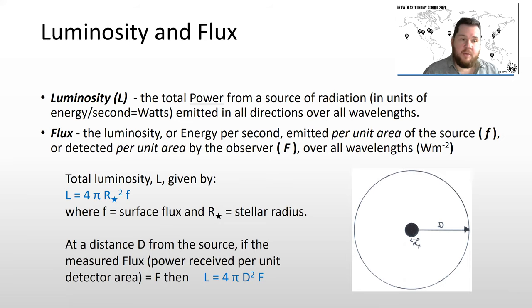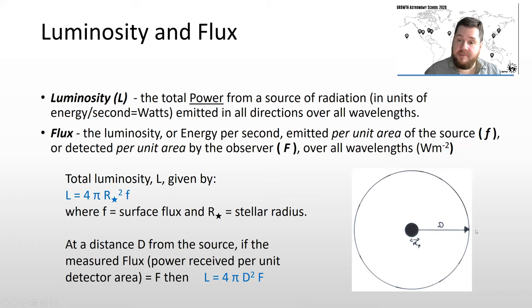So the luminosity will be given by 4π r_star² f. So 4π r_star squared, this is my star, which has a radius of r_star. So the surface area of that star is 4π r_star squared. That's the surface area multiplied by f, which is the flux emitted per unit area of the source, gives me my luminosity. Okay, another way to formulate luminosity is in terms of detection at a distance d.